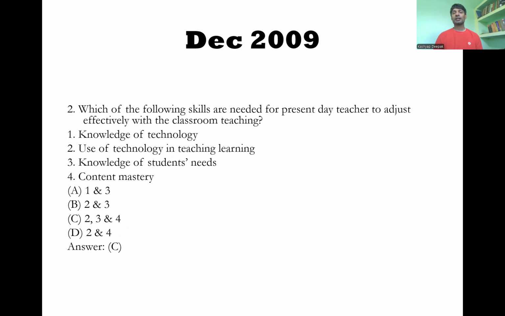Which of the following skills are needed for a present-day teacher to adjust effectively with classroom teaching? Knowledge of technology, use of technology in learning, knowledge of students' needs, and content mastery. Before this, most of the time questions were very easy in one segment, but from here the teaching aptitude questions started to be a bit hard, and now we see two answers merged, like options 2 and 3, or 2, 3, 4, and so on. In this sense, what we find the most effective is answer C, 2, 3, and 4. Knowledge of technology is not important here.